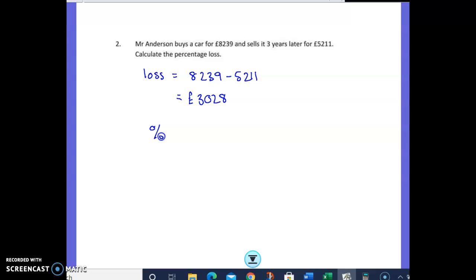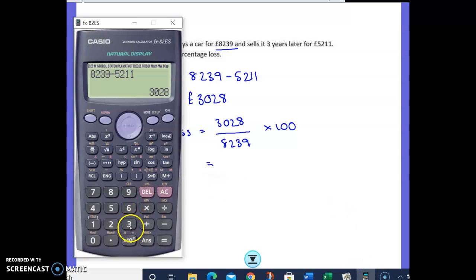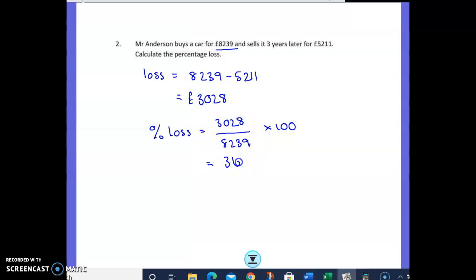Percentage loss then, we do the actual loss divided by the original amount. The original amount is 8,239, times it by 100 to get it into a percentage. Which is 36.8% to one decimal place.